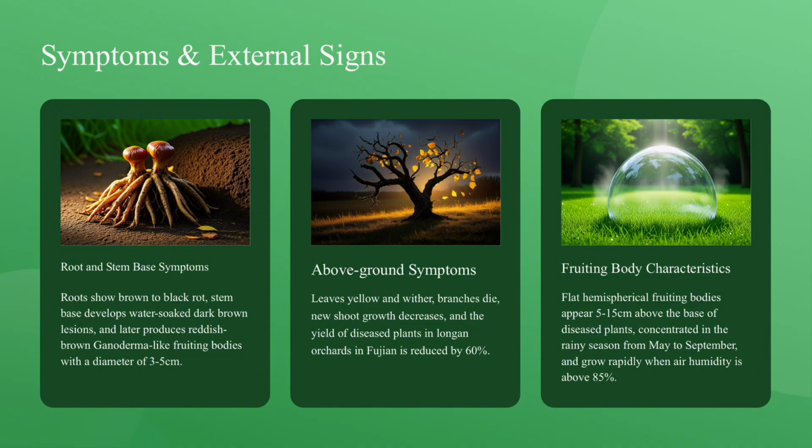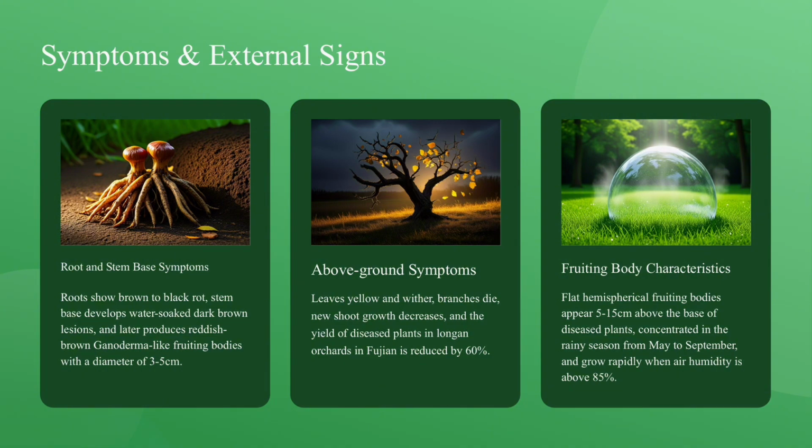Above ground, infected plants start to look weak. Leaves turn yellow, branches die back, and new growth slows down. Because of this, crop yield drops sharply. In some orchards, production can be reduced by more than half.